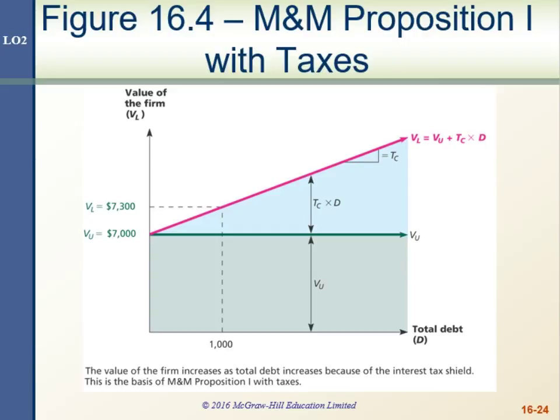So we can graph the effect of debt on the value of the firm, and we can see that the value of the levered firm is going up, and the maximum amount presumably would be an entirely debt-financed firm with zero or very little equity, because the line just keeps going straight up and to the right. So the value of the levered firm is always higher than the value of the unlevered firm with the assumptions in M&M Proposition 1 with taxes.